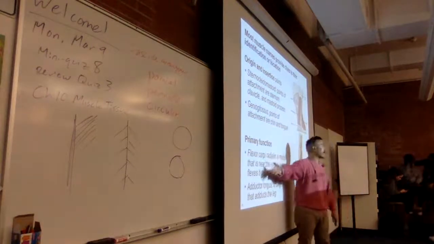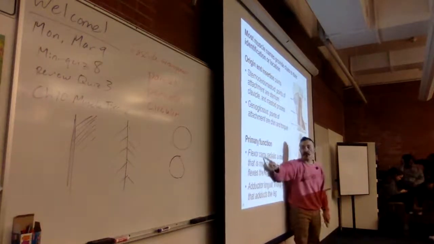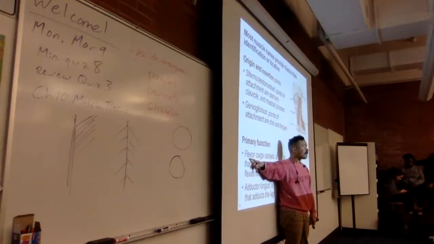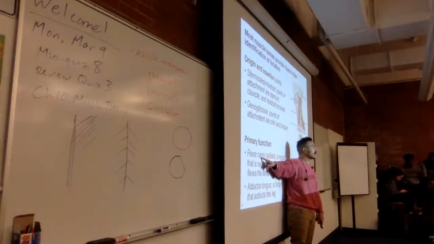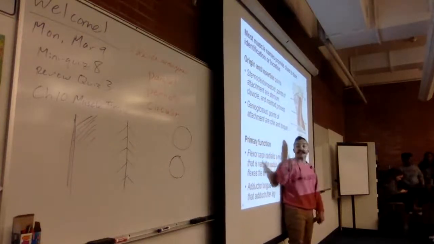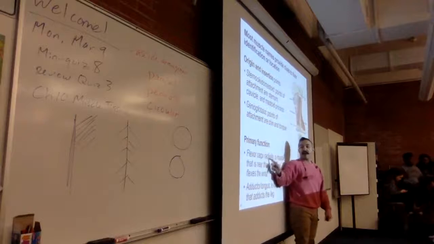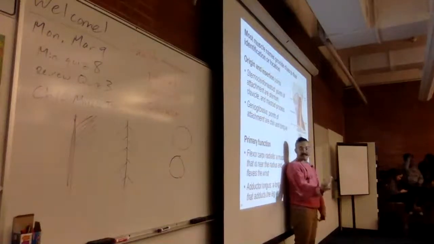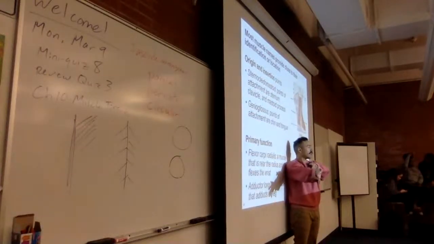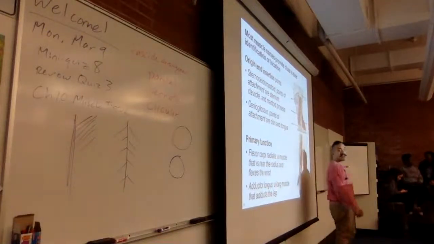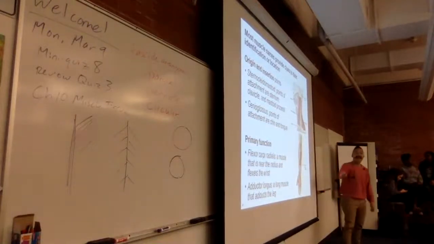Flexor, and here's a mix of function and region. Flexor carpi radialis. It's a muscle that causes flexion at which region? Where's the carpal region? The wrist. It flexes at the wrist. It's on the radial side. Which one's the radial side? Lateral. So it's this muscle right here on the radial side of the wrist. Causes flexion. Flexor carpi radialis.